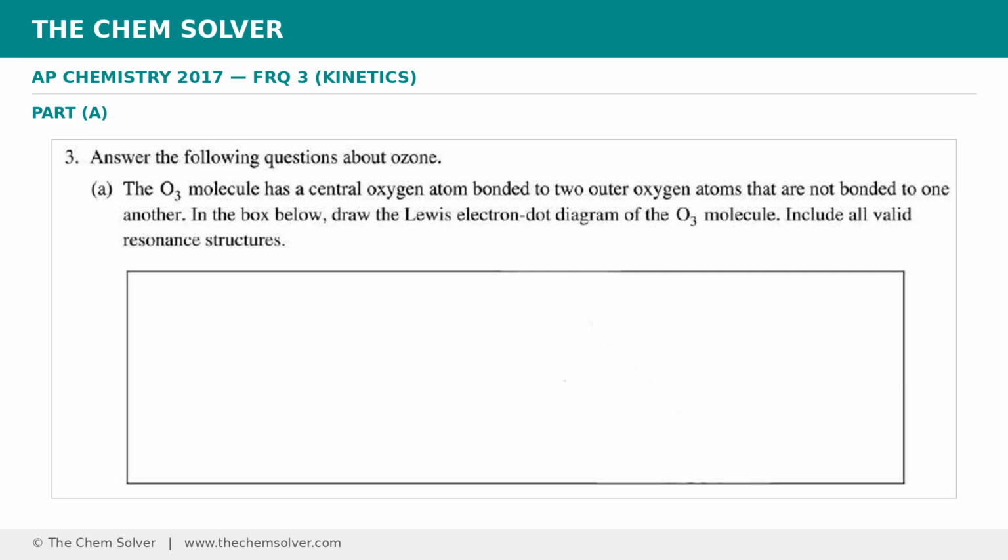The O3 molecule has a central oxygen atom bonded to two outer oxygen atoms that are not bonded to one another. In the box below, draw the Lewis electron-dot diagram of the O3 molecule. Include all valid resonance structures.